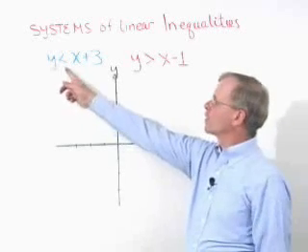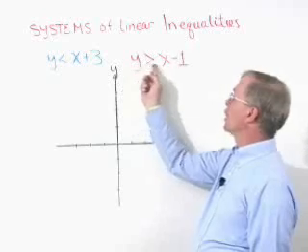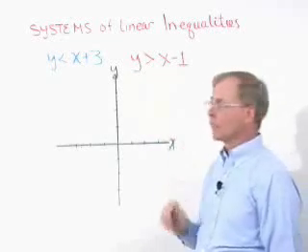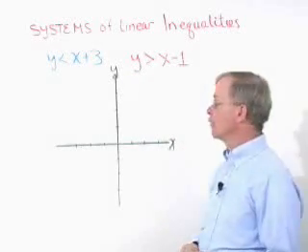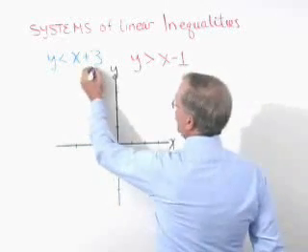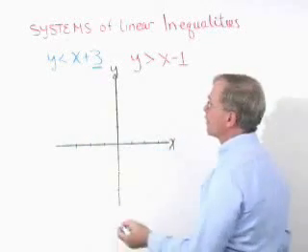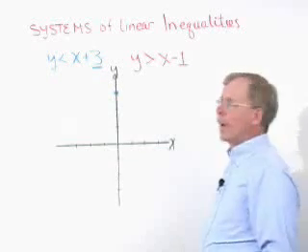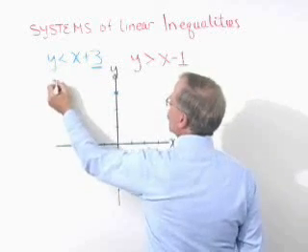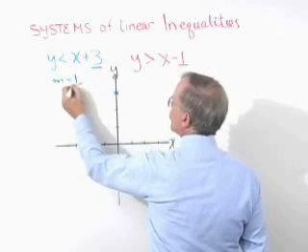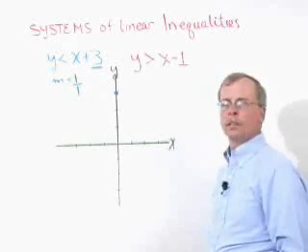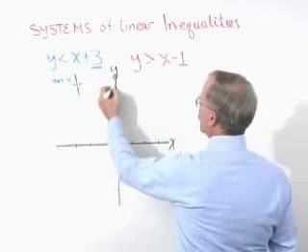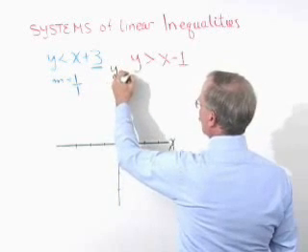Here we have y is less than x plus 3 and y is greater than x minus 1. Let's graph each of these the way we have before. We can see that we have a y-intercept of (0, 3), and we have a slope now of 1, which means we want to rise 1 and run 1. So we could go up 1 and over 1.